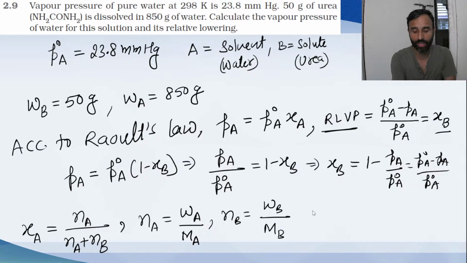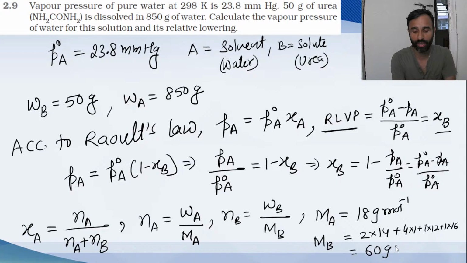So just write the values of MA, that is the molar mass of water. So the molar mass of water is 18 gram per mole, and the molar mass of urea, NH2CONH2, is equal to 2 into nitrogen atomic weight, that is 14, 4 into hydrogen, 1 into carbon, 1 into oxygen. So total comes out to be 60 gram per mole. We have already calculated it, right?